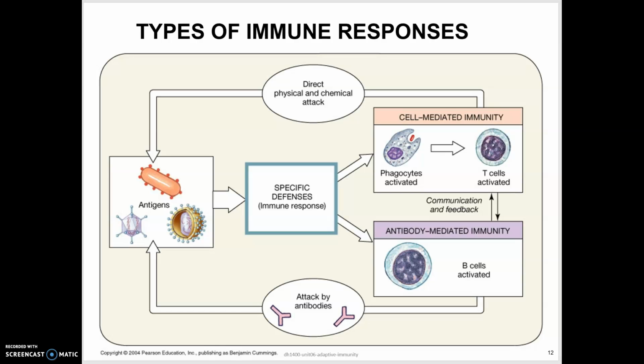Again, here's a little diagram. We start off here with our antigens, so we can see here we've got two viruses and a bacteria, just by the looks of it. That alerts our specific defenses. We move into our cell-mediated immunity. Those are going to produce cells that are going to directly attack not only the antigens, but also the cells that may be damaged by the antigens. The other branch of this is going to be our antibody-mediated immunity. Our B cells are going to produce antibodies, and those antibodies are going to attack the antigens.